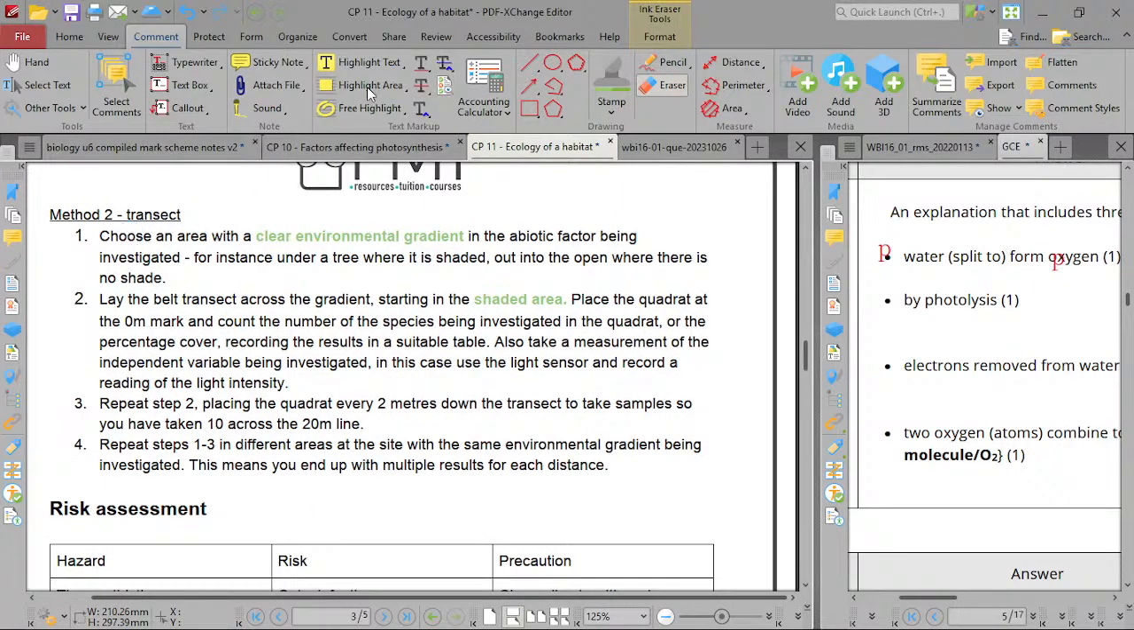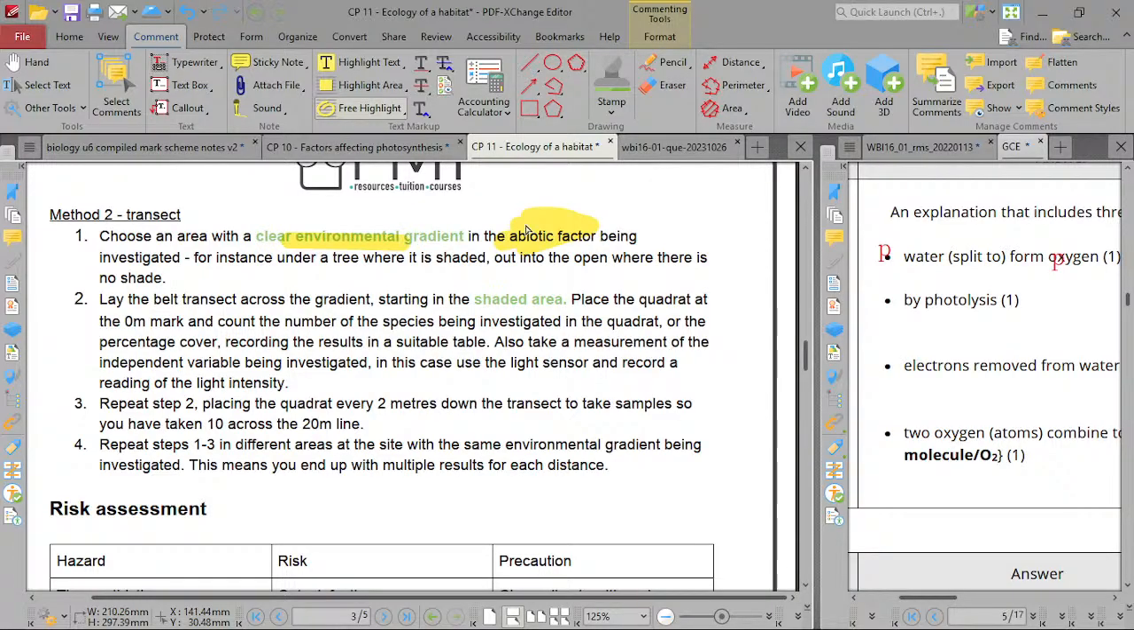Alright, so for the transect, we will choose an area with a clear environmental gradient and the abiotic factor. The abiotic factor is a much more important thing here because we want to find the environmental gradient. Environmental gradient means the difference in the non-living environment. So for instance, under a tree where it is shaded, versus out in the open where there is no shade. So you can see that there's a clear abiotic factor being investigated.